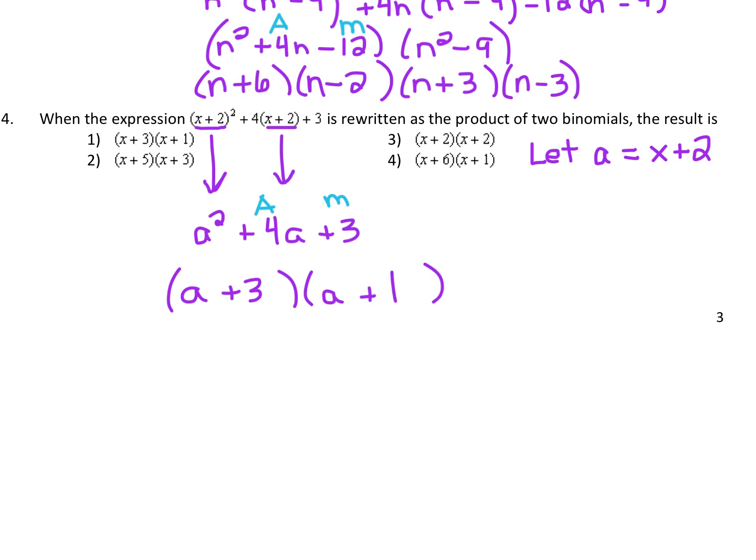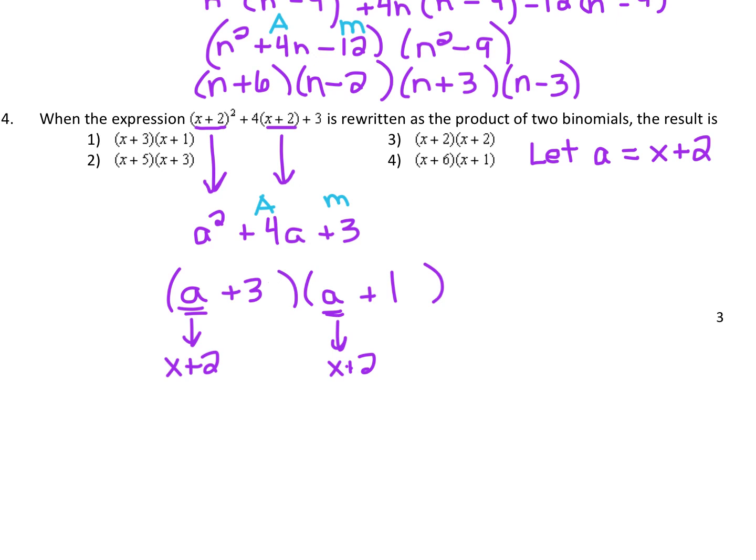Now, we don't see this answer. Actually, look, they try to trick you. See that? They wrote x plus 3 and x plus 1. We don't have x plus 3 and x plus 1. We have a plus 3 and a plus 1. But think about it. The original expression never had any a's. It had x's. We need to go back and switch them back to x's. Since a equals x plus 2, wherever we see an a, we can replace it with an x plus 2. So I'm going to replace these a's with x plus 2.